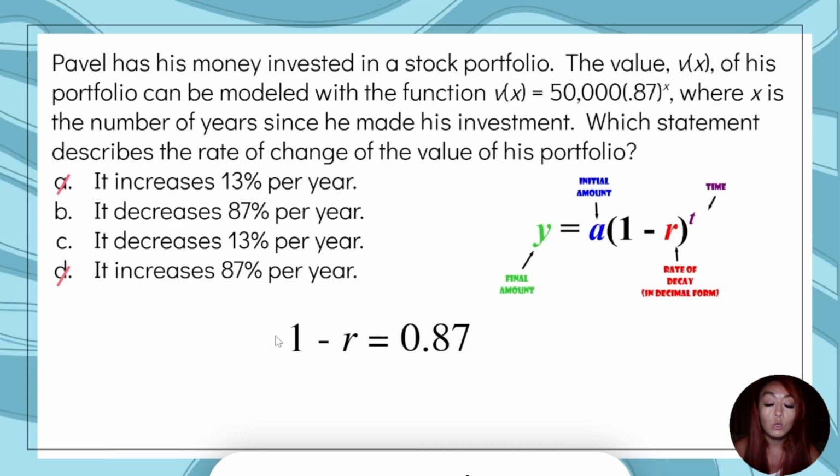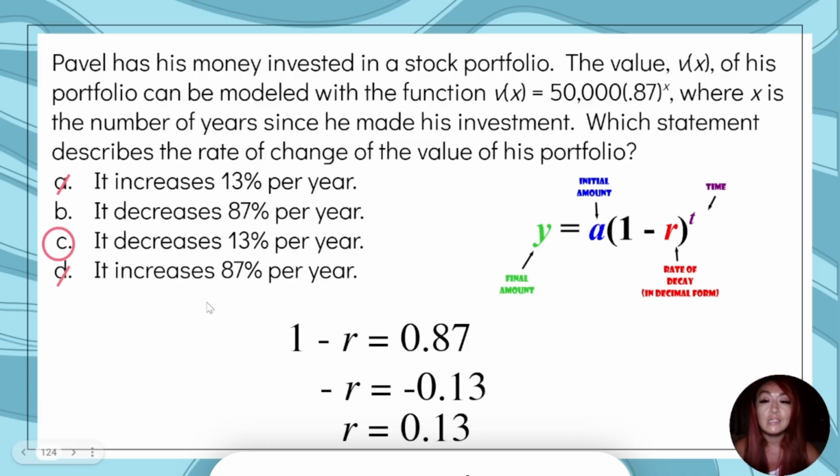Well, we can subtract 1 on both sides and solve for r. We get negative r equals negative 0.13. Divide by negative 1, and you get r equals 0.13, which is 13%. So it decreases 13% per year. Or you could have just asked yourself, 1 minus what is 0.87, and you would get 0.13.